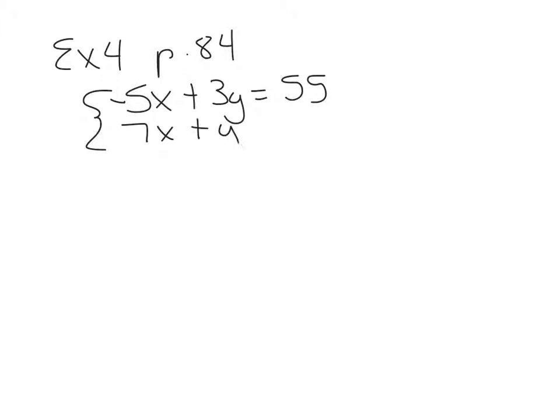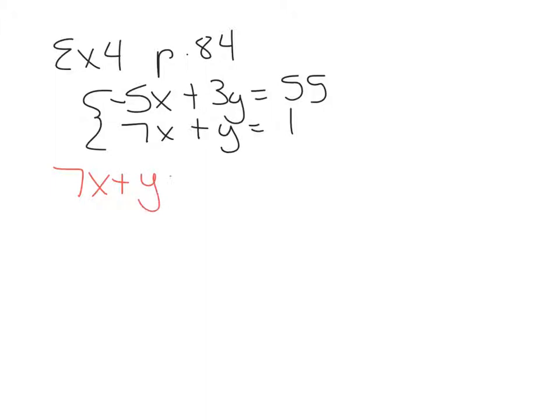7x plus y equals 1. With substitution, you need to isolate one of your variables as the first step. So looking at these, this y right here is going to be the easiest one to isolate because it has a coefficient of 1. So we're going to bring that equation down and isolate y.